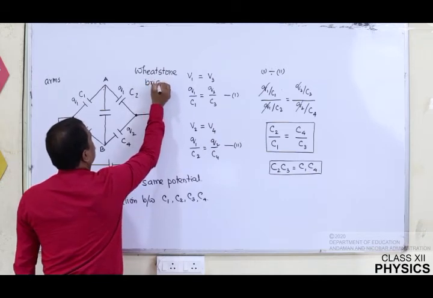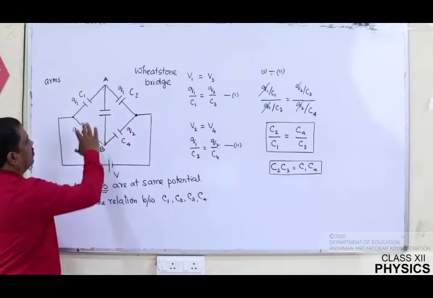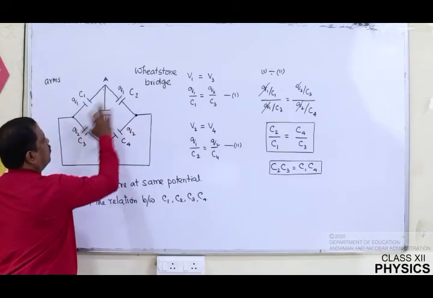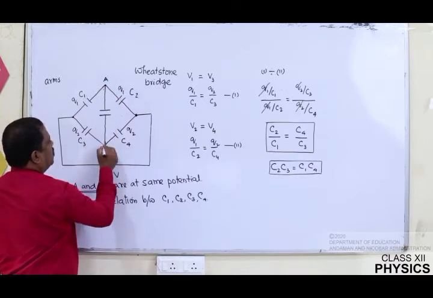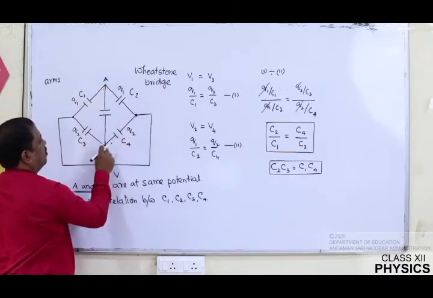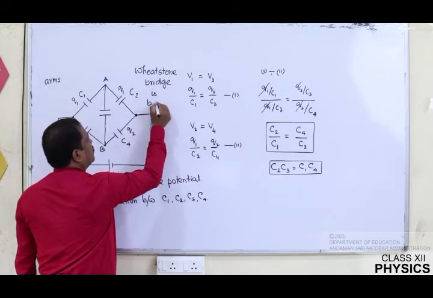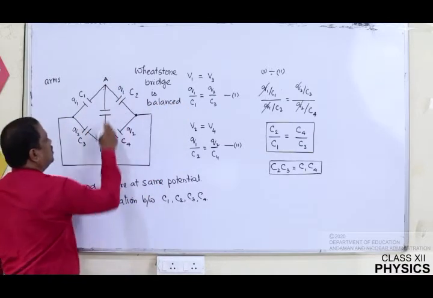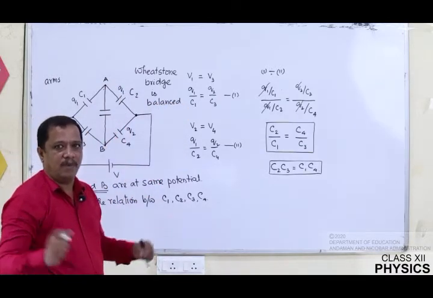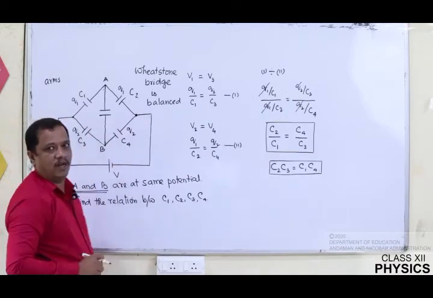So, when we have capacitors connected in the form of Wheatstone's bridge, and when the points A and B are at the same potential, be mindful, when these two are at the same potential, we say Wheatstone's bridge is balanced. Question may arise, sir, if these two potentials are not the same, then the bridge is not balanced. So for us, the condition is already given, so the bridge is balanced.